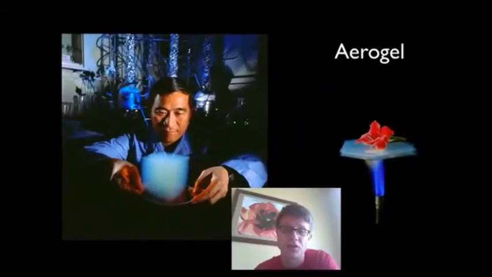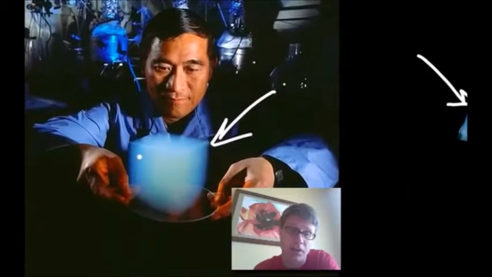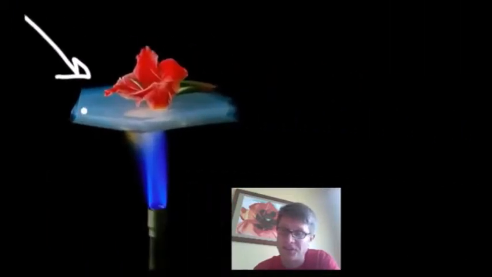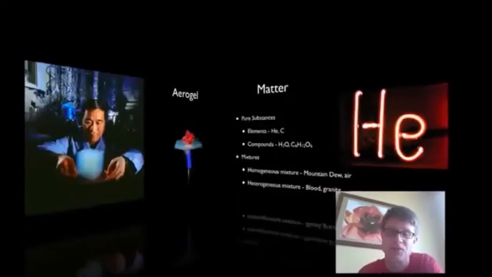This is a cool side note. This is called aerogel. It's a solid, but it's an incredibly low-density solid. It's actually made by making a gel and then replacing that liquid inside there with a gas. Here's what's cool. It's insulating this flower from a Bunsen burner, which is pretty amazing. So we'll talk about states.